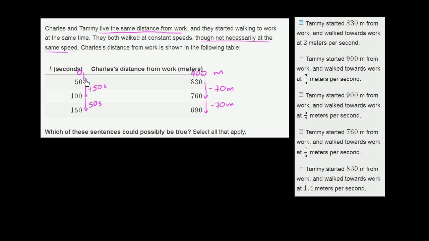When 50 seconds pass by, when you go from 0 seconds to 50 seconds, he goes from 900 meters away to 830 meters away. So once again, his distance from work decreases by 70. Then another 50 seconds goes by, decreases by 70 again. Another 50 seconds, decreases by 70 again. So at time 0, Charles was 900 meters away from work. Now we know that Tammy and Charles live the same distance away from work. So Tammy would have also started 900 meters away from work.